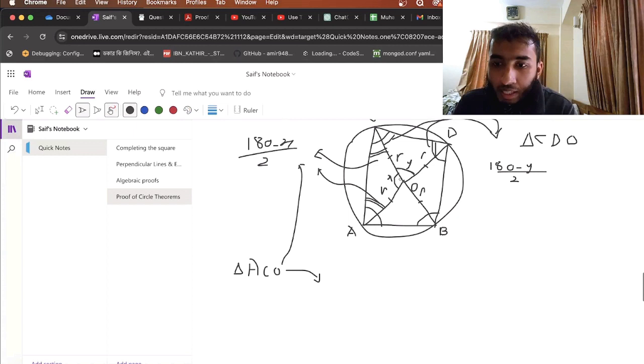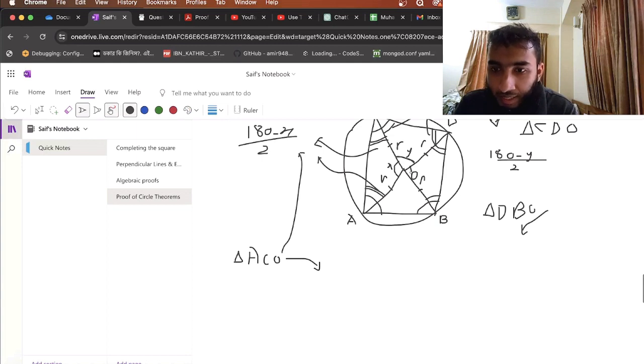Similarly, if we look at the context of triangle DBO, in the context of triangle DBO, this is radius and this is also radius, so the opposite angles, this angle and this angle, are equal. So if this angle is Z, then what will be these two angles?